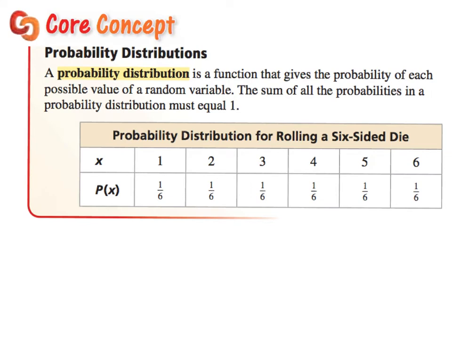So here's your core concept. Probability distributions. A probability distribution is a function that gives the probability of each possible value of a random variable. The sum of all of the probabilities in a probability distribution must equal 1. So if we look here, probability distribution for rolling a six-sided die. X could be 1, 2, 3, 4, 5, or 6. And each of those probabilities of x would be represented by 1/6, since they're all equal. And if you added them all together, it would equal 1. We're distributing the probability to each of these events.